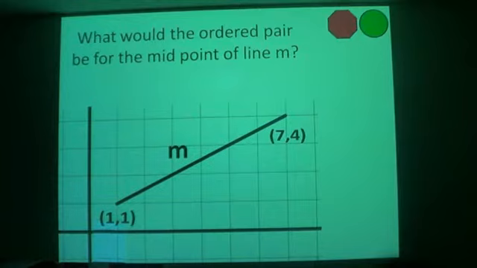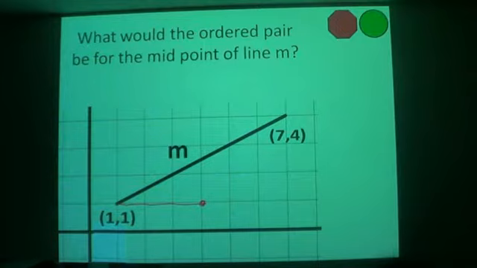What would the ordered pair be for the midpoint of line M? Click on the stop sign, try to work it out, come back and see how you did. All right, we have several ways of approaching this. One of them would be to just mechanically hammer it out. The difference between 1 and 7 is 6. Half of 6 is 3, so I can just go over 3. 1, 2, 3. And so the midpoint falls directly above that.